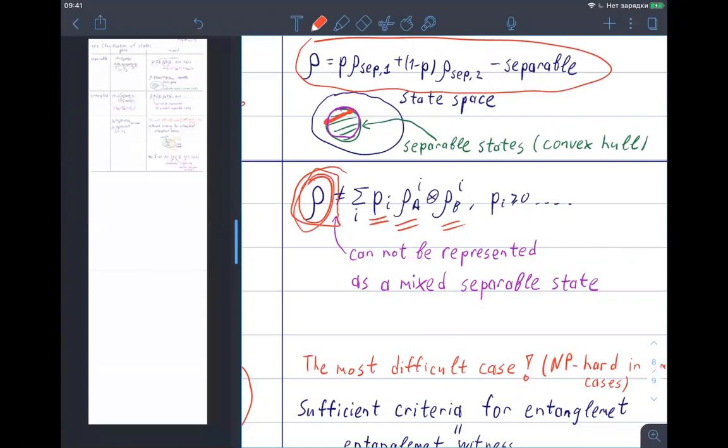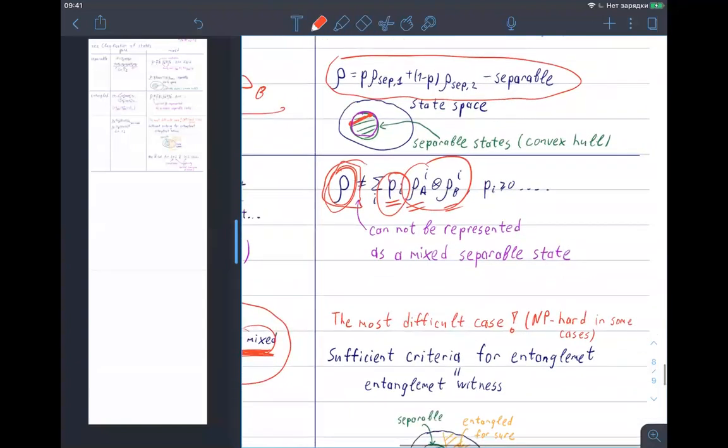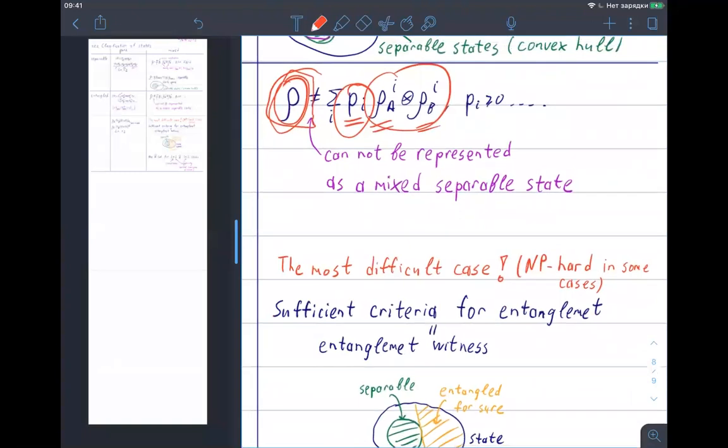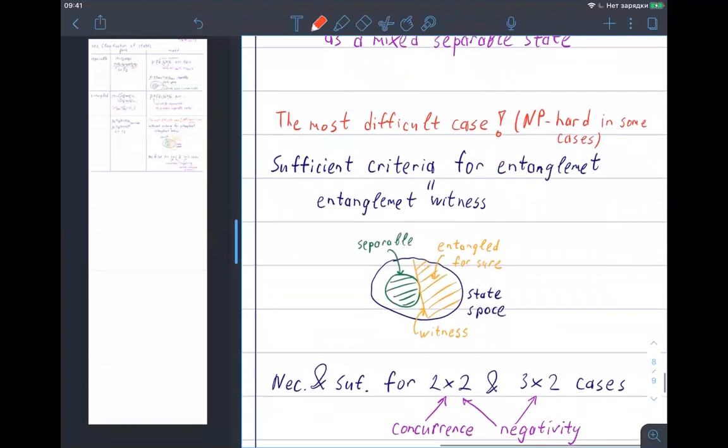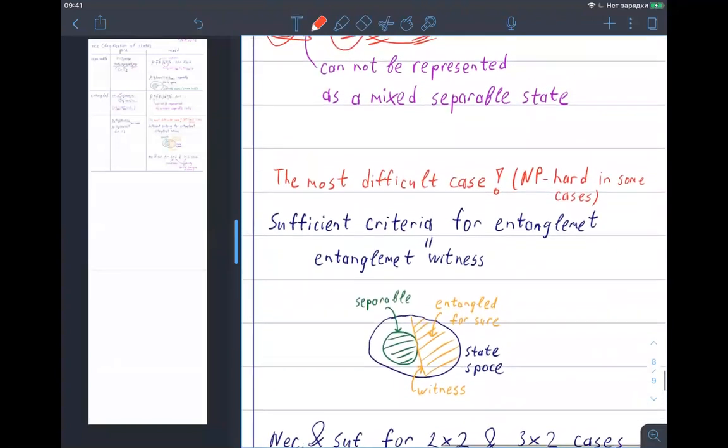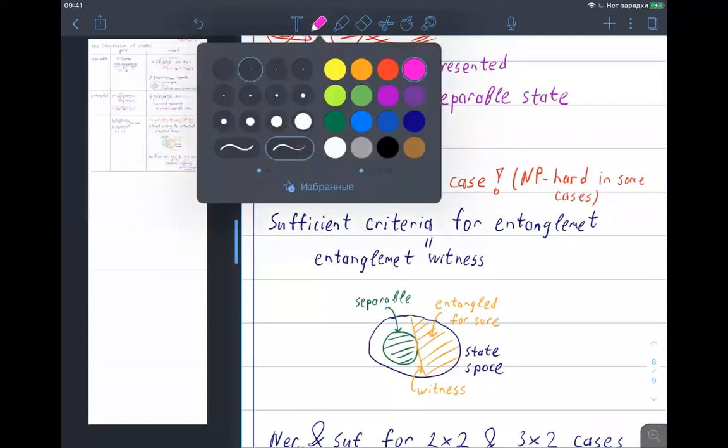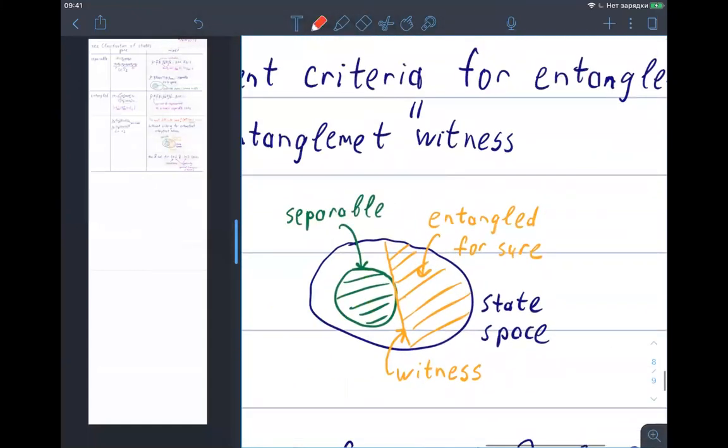So, for example, you obtain some density matrix, and you look at it and say, okay, I don't know, maybe there are some coefficients, some states which can be decomposed in such a way. Maybe not. And actually, it's proven that in some cases it's a hard problem to say from the density matrix whether the state is entangled or not. What people can do is introduce what are called entanglement witnesses, which are sufficient criteria that your state is entangled.